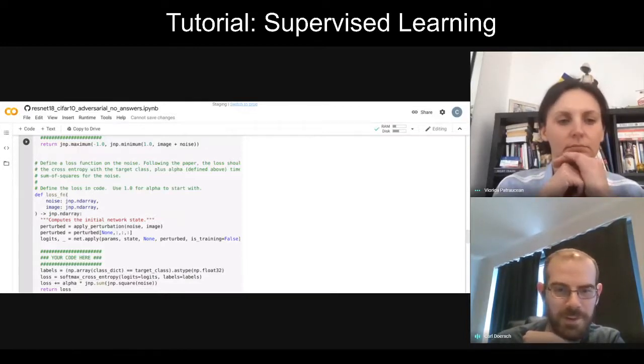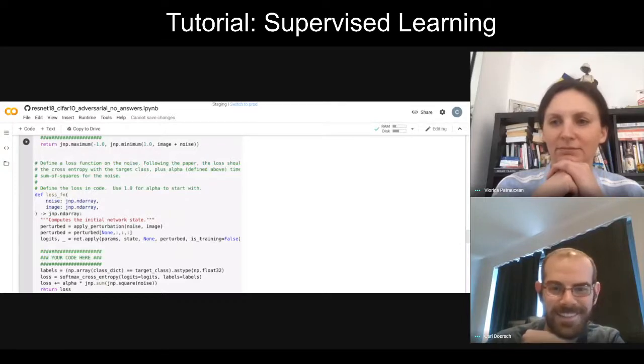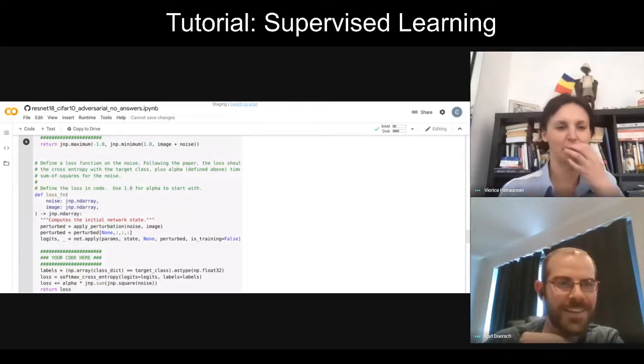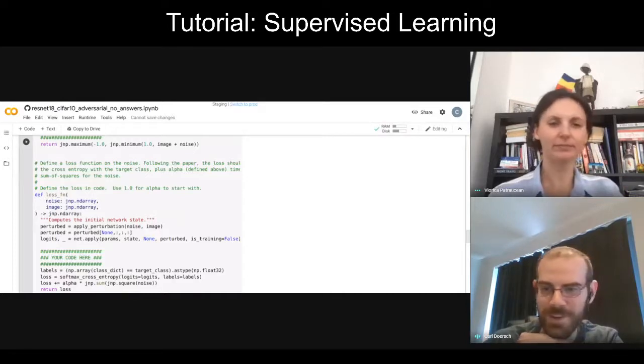Indeed, somebody found the clip function in the docs. Probably a better way to do it, just to make it a little bit more readable, but either way works.